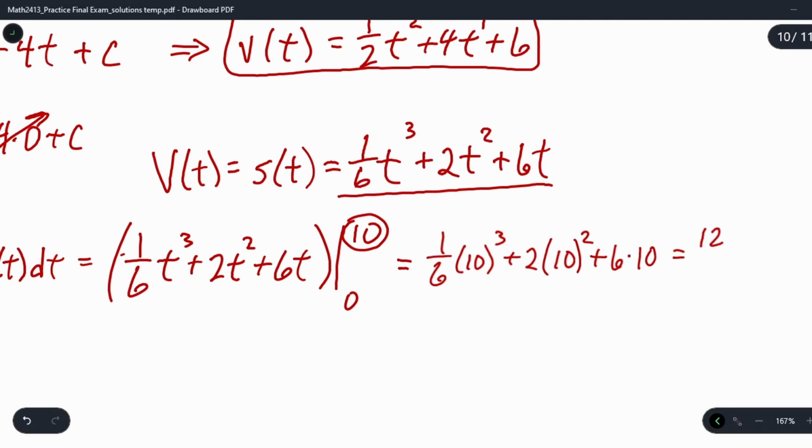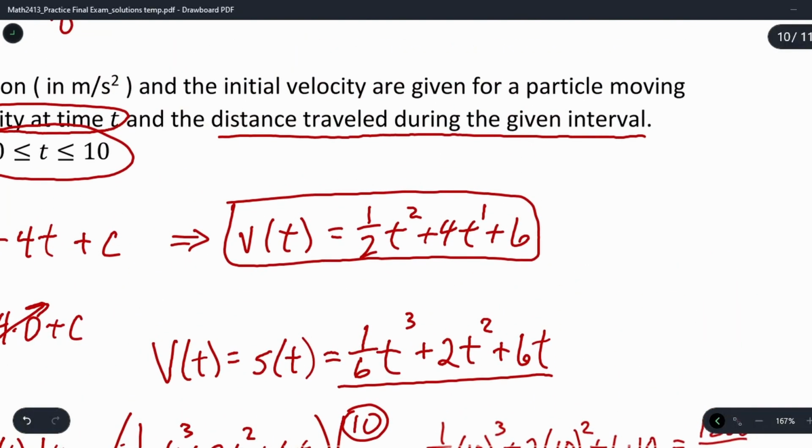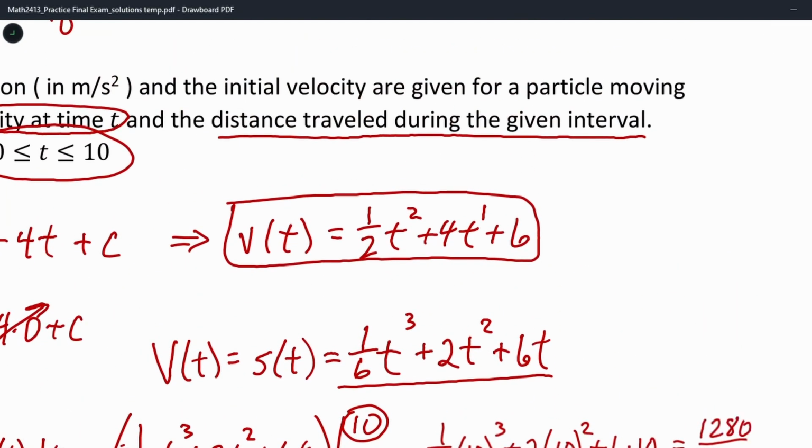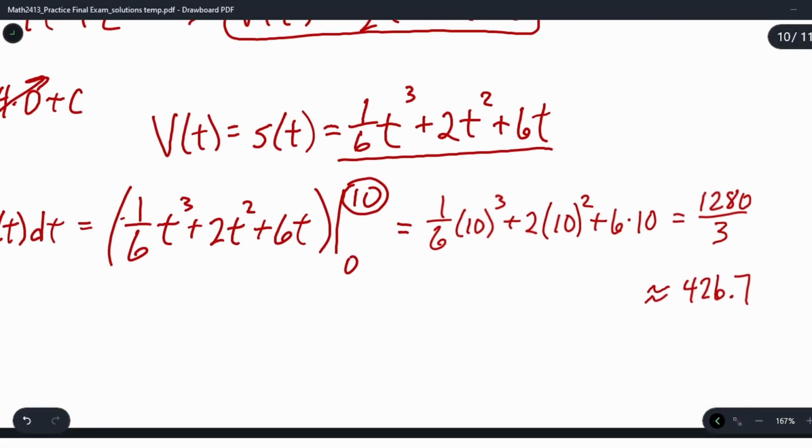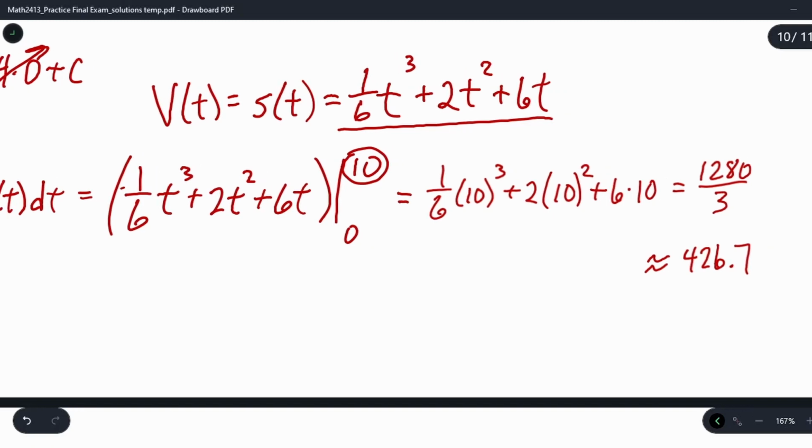So if they want the exact answer, that would be 1280 over 3, or approximately 426.7, whatever the instructions ask for. And if I go back to our instructions, it doesn't specify. And if it doesn't specify, usually they want the exact value. Notice that our distance was measured in meters. So if we want to include the appropriate units, we would say meters. And that's going to do it for that problem.